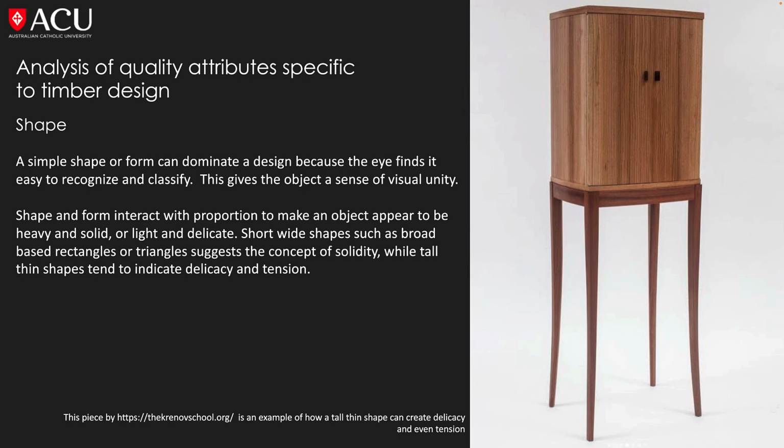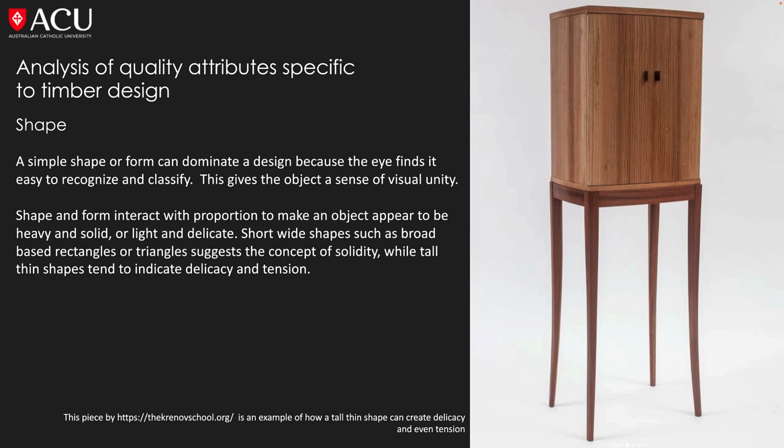A simple shape or form can dominate a design because the eye finds it easy to recognise and classify. This gives the object a sense of visual unity. Shape and form interact with proportion to make an object appear to be heavy and solid or light and delicate. Short, wide shapes such as broad base rectangles or triangles suggest the concept of solidity, while tall, thin shapes tend to indicate delicacy and tension.